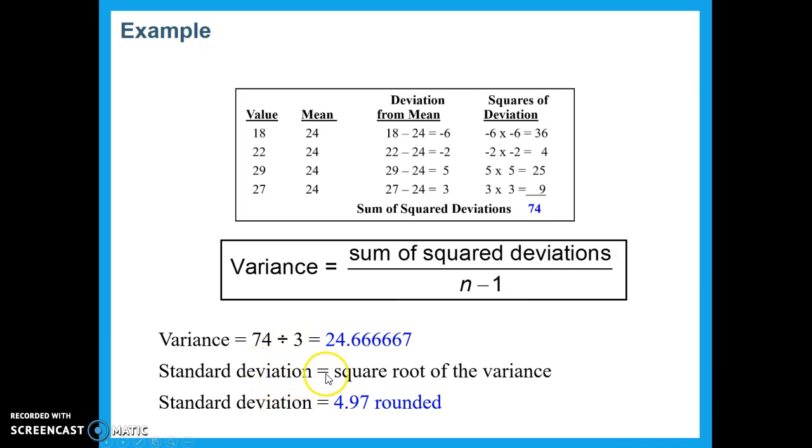Our standard deviation is the square root of the variance. So we will keep this value in your calculator and do square root. Rounded would be 4.97. So what this means is one standard deviation away from the mean would be 24 plus 4.97 and 24 minus 4.97.